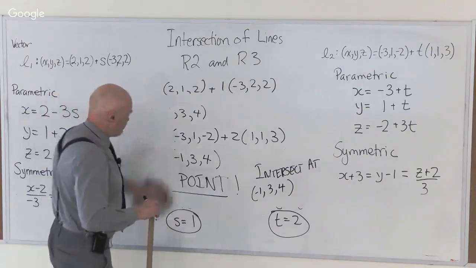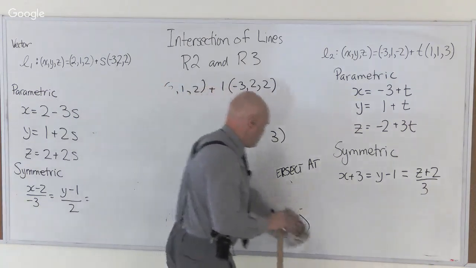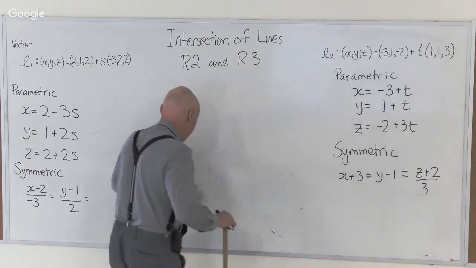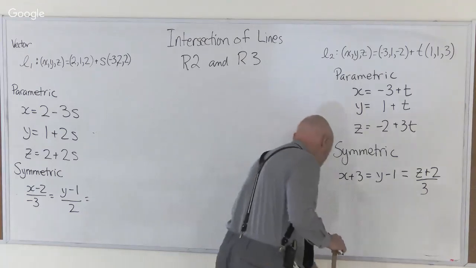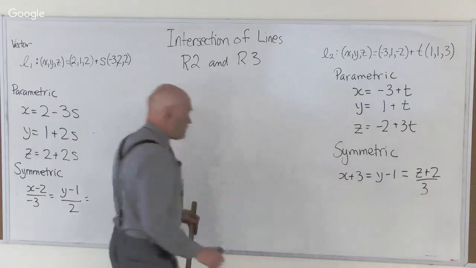Method 2 is, in fact, sort of the same thing. But basically, we're taking the parametric form of one equation and we're substituting it into the symmetric form of, I think, another. I get the parametric form now.